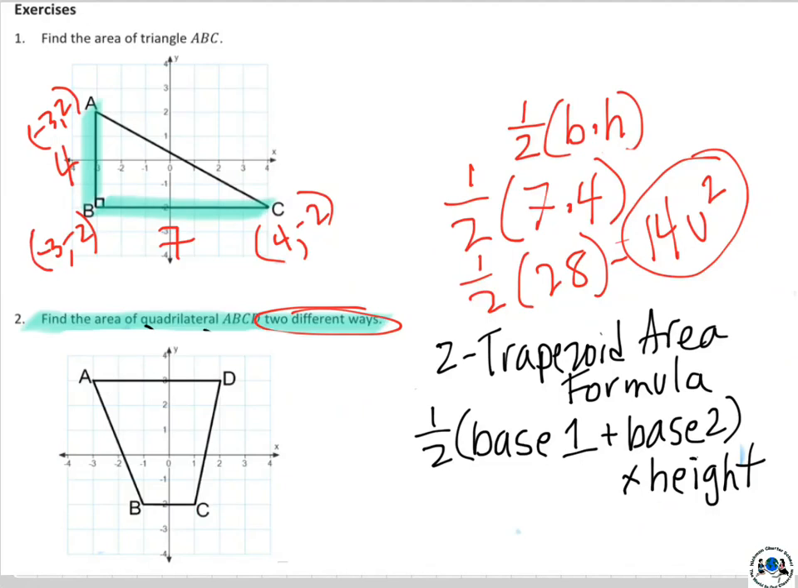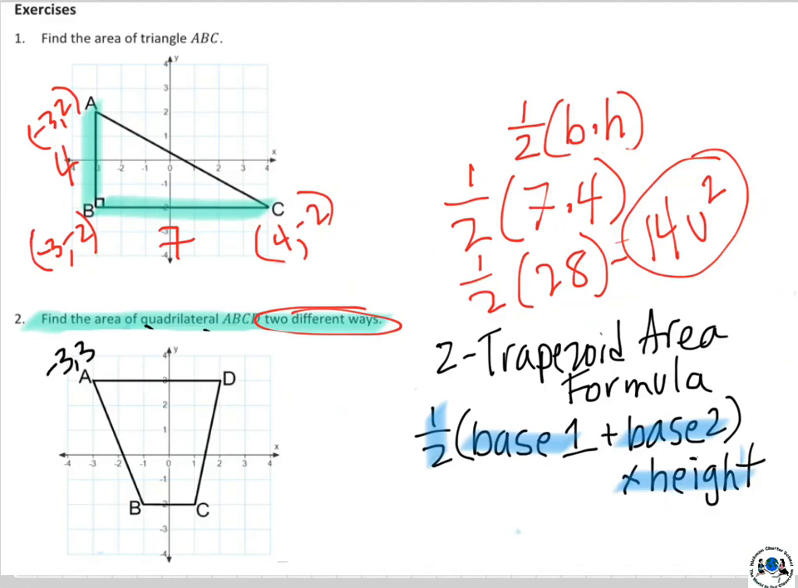We have two bases in a trapezoid, as you see. In this case, line segment AD and line segment BC are our two bases. So we're going to find those two bases, add them together, take half of that, and then multiply all of that by the height. Okay?